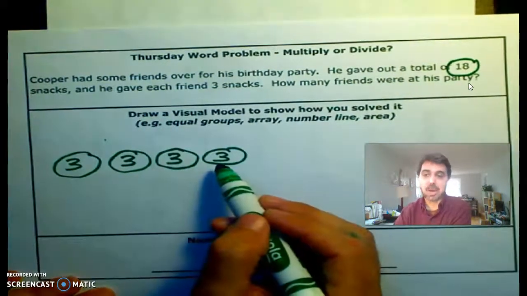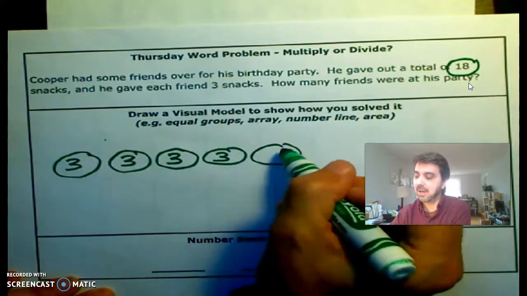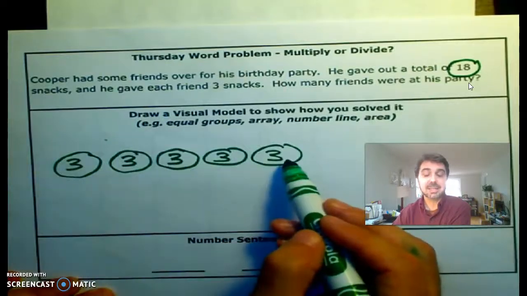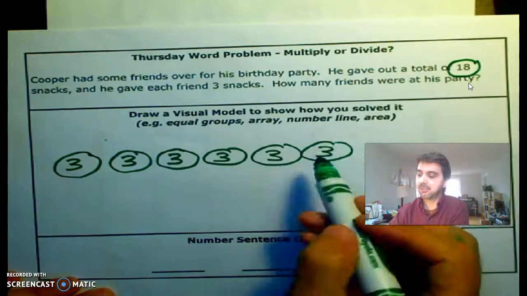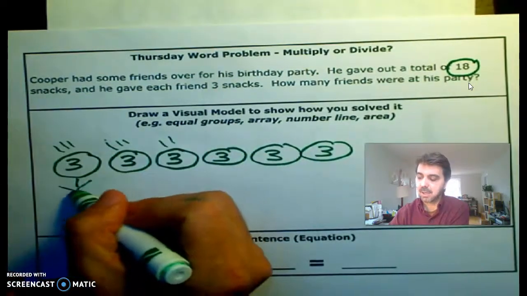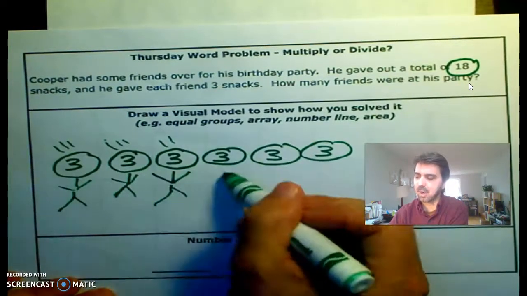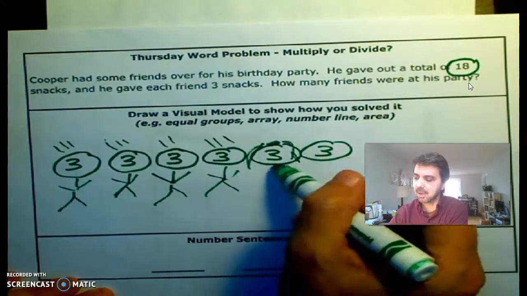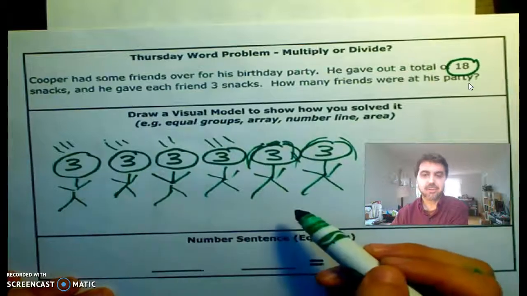So are we there yet? We're not there yet, right? So 1 friend, 2 friends, 3 friends, 4 friends. Another friend got 3 snacks. That brings us to 3, 6, 9, 12, 15 snacks. Ooh, maybe 1 more friend. Let's see. Okay, this friend got 3 snacks. Here, we'll give them hair, and little arms and legs. Maybe somebody's got some longer hair. All right. And so they each got 3 snacks.